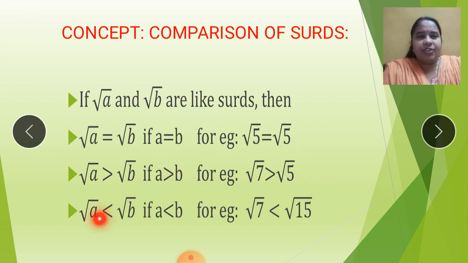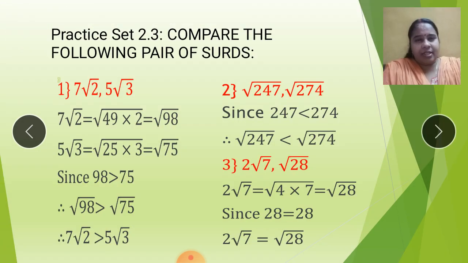And the last condition. Square root of A is less than square root of B. When can I say this? When A is less than B. Look at this example. 7 is less than 15. So what can I conclude? Square root of 7 is less than square root of 15. I hope this concept of comparison of surds is understood. Either they can be equal surds, greater than or lesser than. Based on this concept, we are going to continue with our exercise sums.